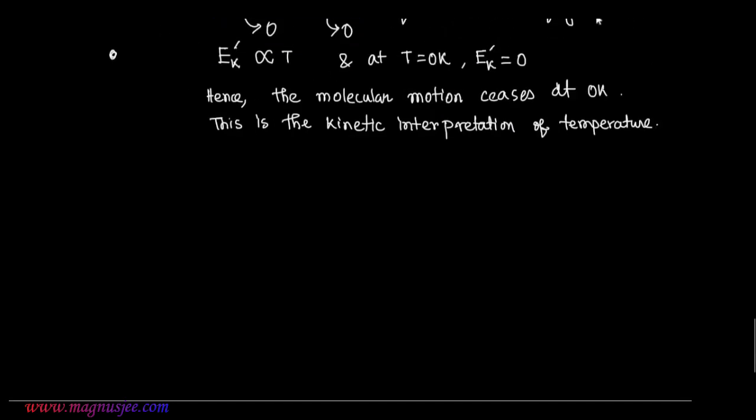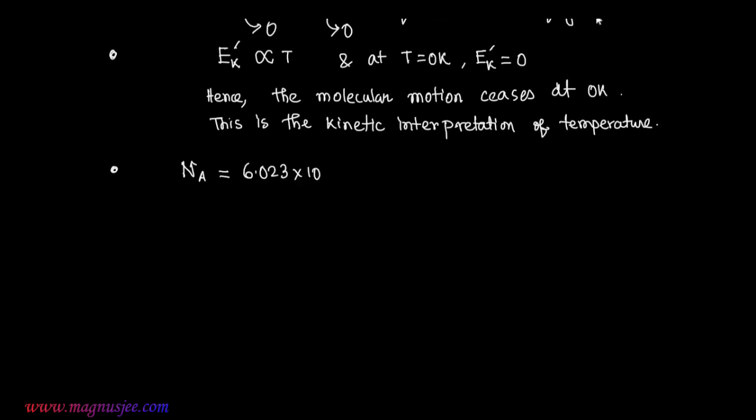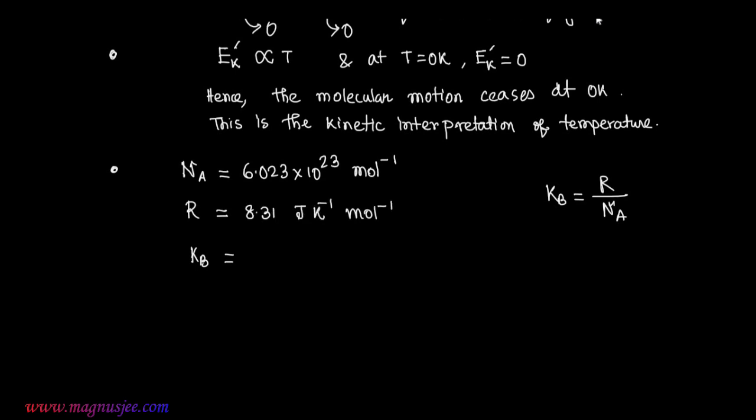That means the average kinetic energy of translation is directly proportional to its absolute temperature, and molecular motion ceases at 0 Kelvin temperature. And if we put the values, Na is equal to 6.023 into 10 to the power 23 mole inverse. Universal gas constant R is equal to 8.31 joule per Kelvin per mole. Boltzmann constant Kb is equal to 1.38 into 10 to the power minus 23 joule per Kelvin.